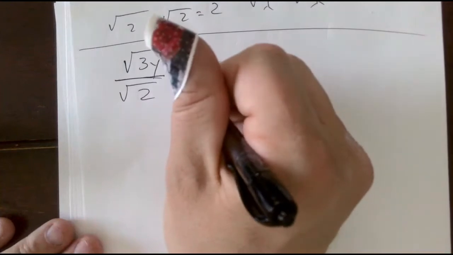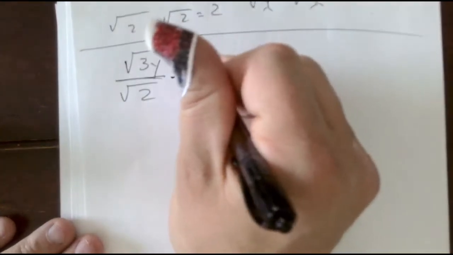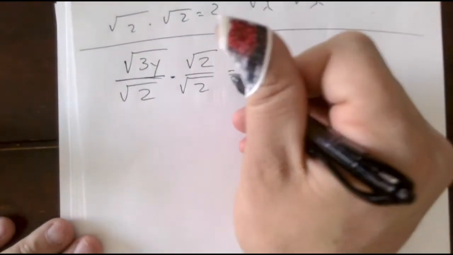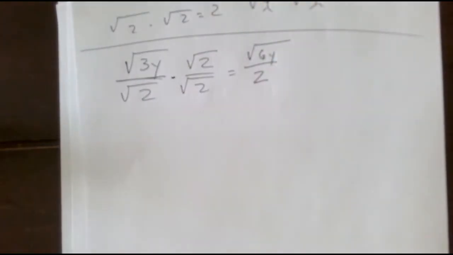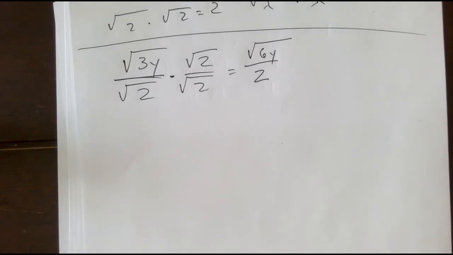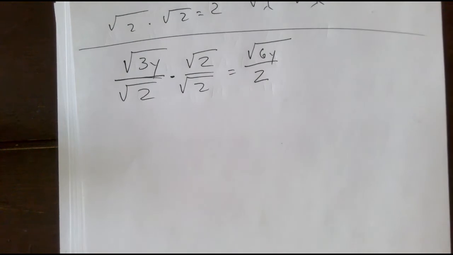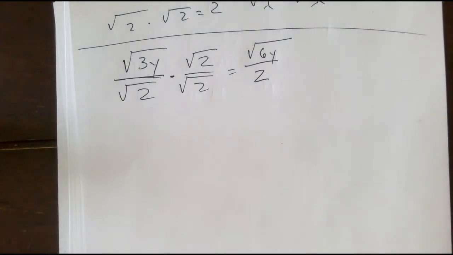The square root of 2. So we're going to times the top and the bottom by the square root of 2, which is going to give us the square root of 6y over 2. Because the square root of 2 times the square root of 2 is 2. We just better learn that, Emmett. Pay attention. Let's go. Okay?